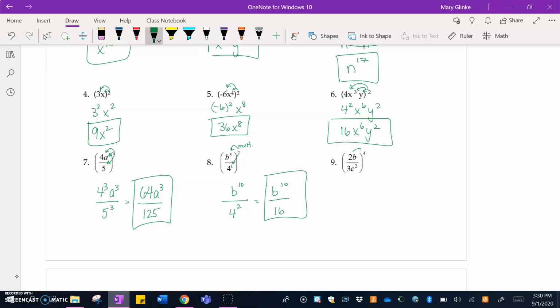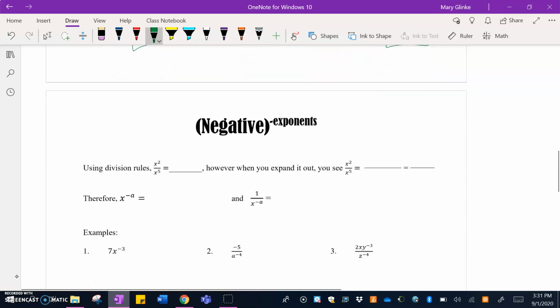So we're going to do the same thing on this next one. We're going to distribute the 4th power to each base. 2 to the 4th power, b to the 4th power, over 3 to the 4th power, and c to the 8th power, because we're multiplying there. So you do 2 to the 4th power to get 16, b to the 4th power, over 3 to the 4th power is 81, b to the 8th. So power to a power, the shortcut is to multiply the exponents.